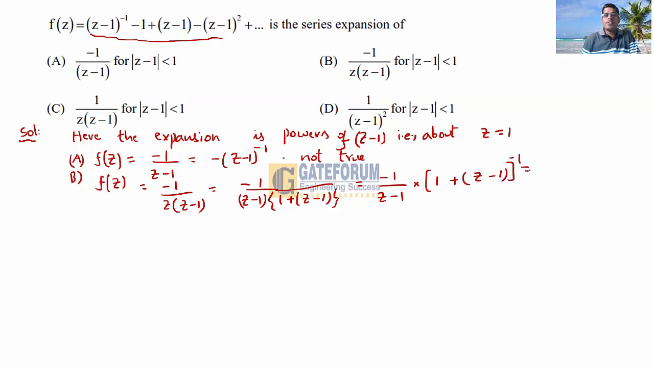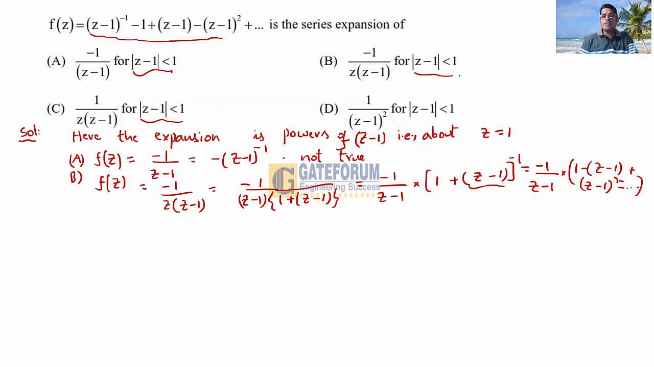power minus 1. This can be written as minus 1 by z minus 1 into, now it looks like 1 plus x whole power minus 1, that is 1 minus x plus x square, etc. So 1 minus of z minus 1 plus z minus 1 whole square minus. Such expansion is valid if mod x less than 1, that is mod z minus 1 less than 1. So in all ABCD, this is the expansion condition, ROC. So now this simplifies to minus 1 by z minus 1 into 1 can be written as minus of z minus 1 whole power minus 1, which is not the first term of the equation 1.